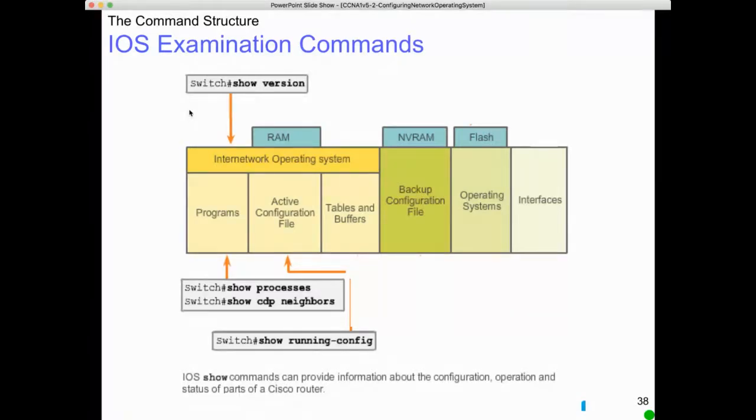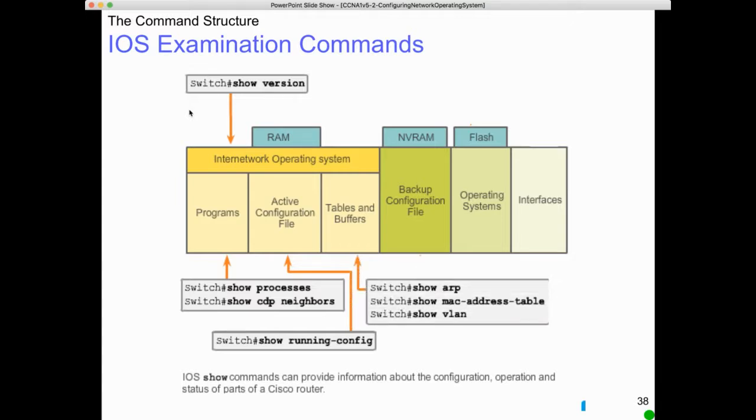Show running configuration will show that RAM disk. What's the current running system configuration that's in the RAM memory? Show commands show what's in the tables and buffers. So what MAC addresses has this switch memorized? What network addresses has the VLAN been set to?